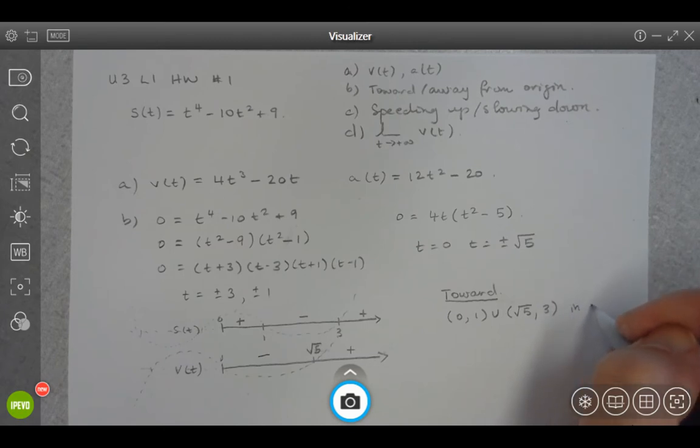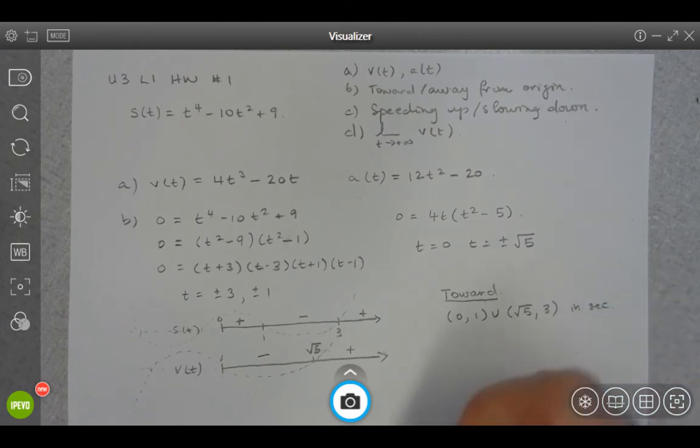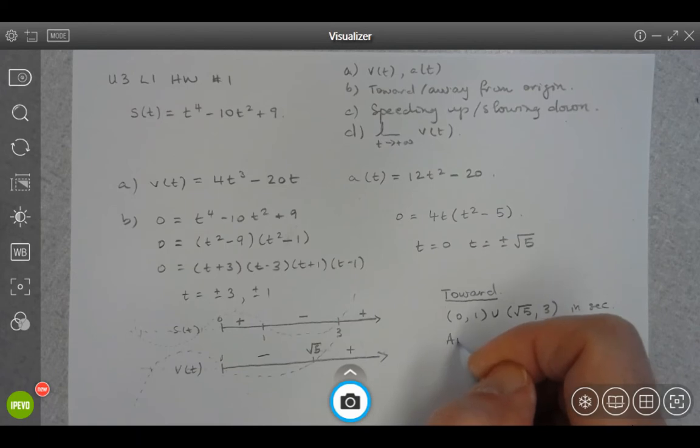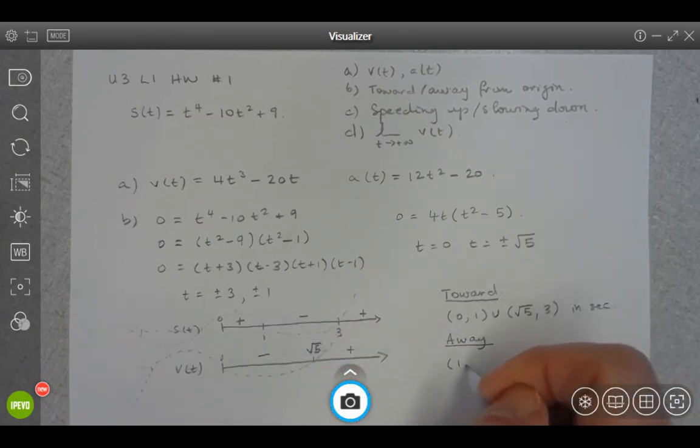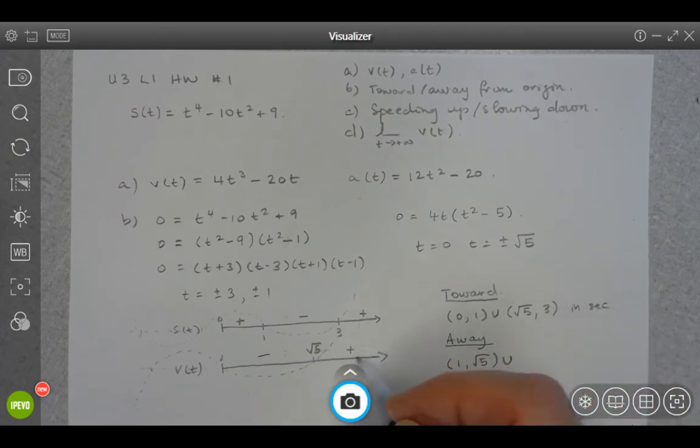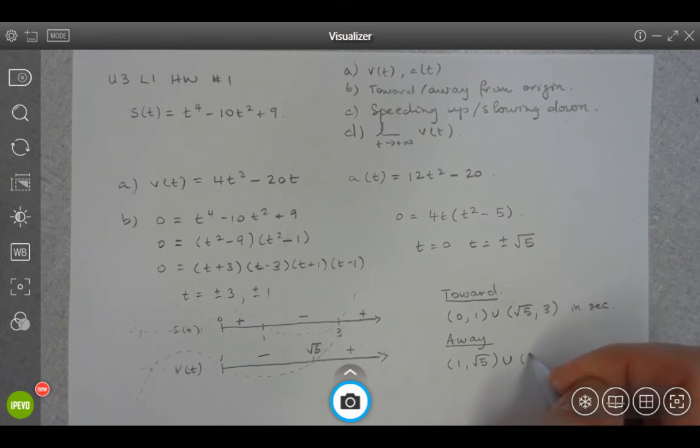And here, of course, this is in seconds. Can somebody tell me whether it's in seconds or minutes? Seconds. Okay. And now when we're looking for away from the origin, we just look for where their signs are the same. So here they're the same. They're both negative here between 1 and root 5. And then they're also the same from 3 to infinity.